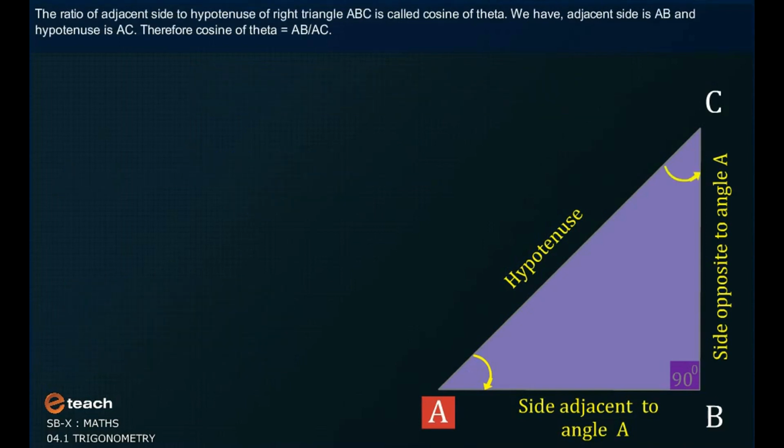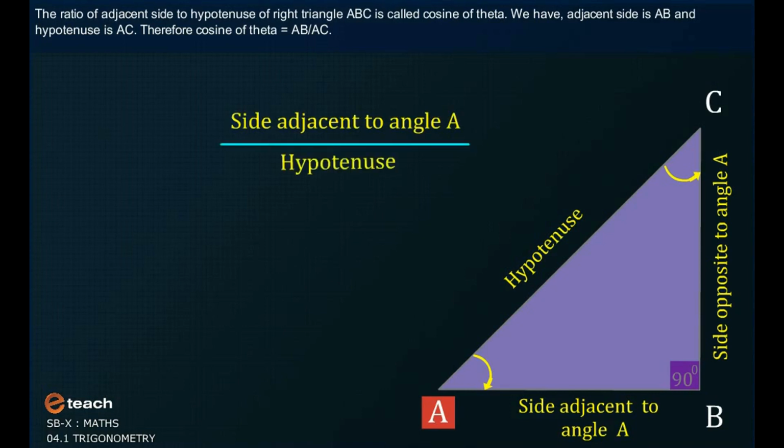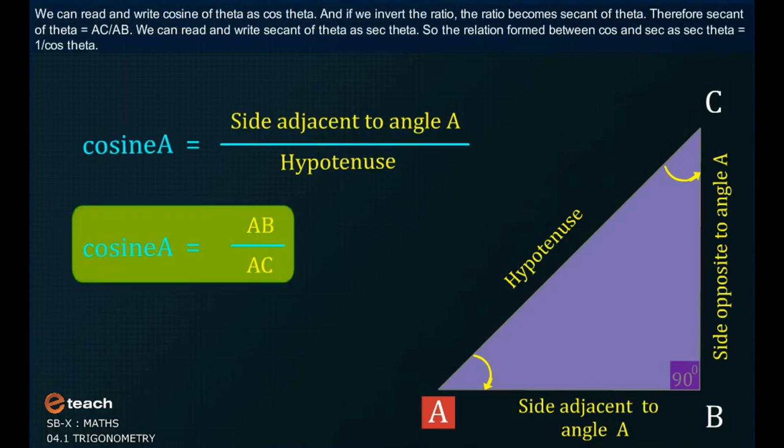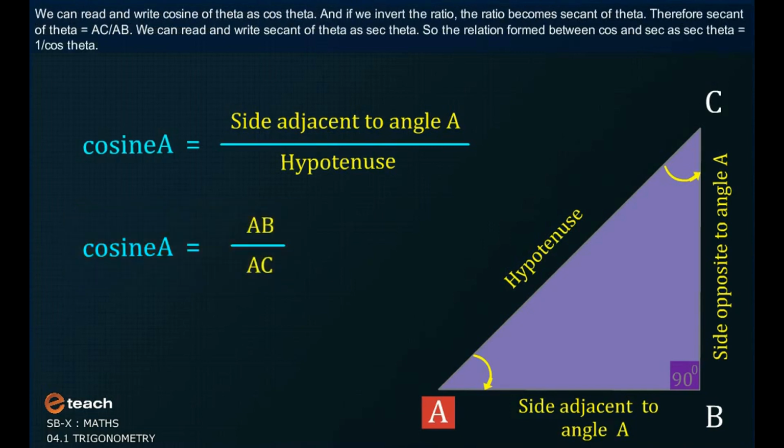The ratio of adjacent side to hypotenuse of right triangle ABC is called cosine of theta. We have adjacent side is AB and hypotenuse is AC. Therefore, cosine of theta is equal to AB upon AC. We can read and write cosine of theta as cos theta.